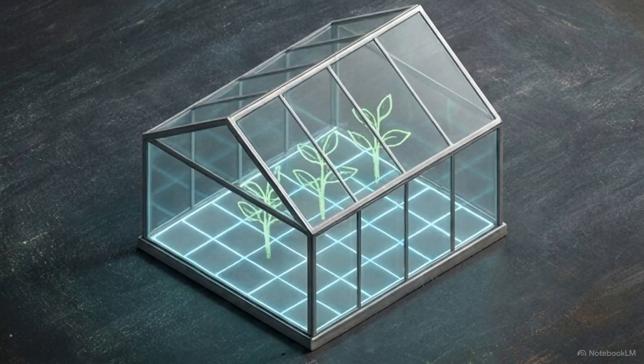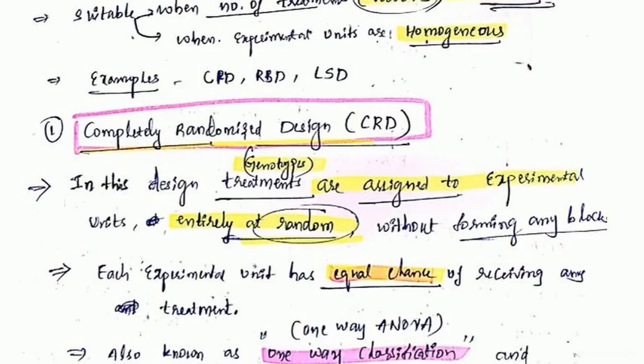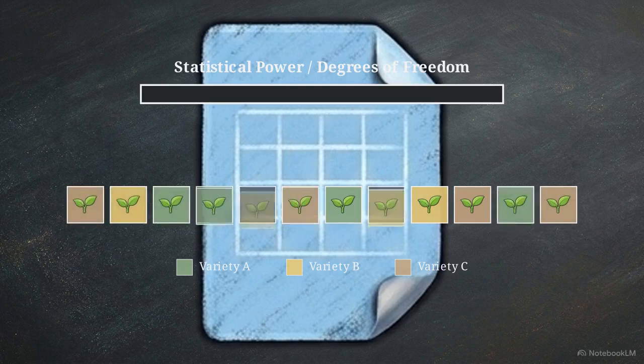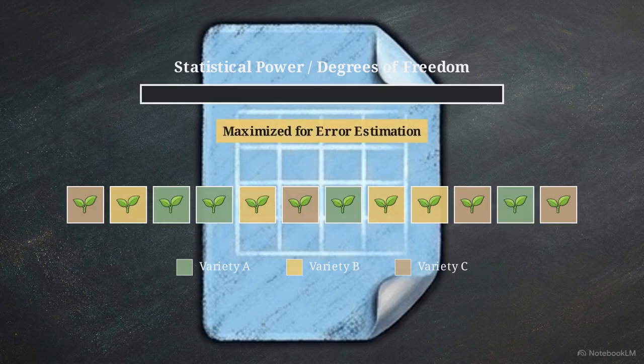That brings us to our first decision point. Is your testing environment completely uniform, like a temperature-controlled greenhouse or an indoor lab? If your environment and your testing materials are perfectly uniform, this document dictates your choice. The Completely Randomized Design, or CRD. This design is incredibly efficient in these conditions because it is simple to set up and maximizes the degrees of freedom available for error estimation.